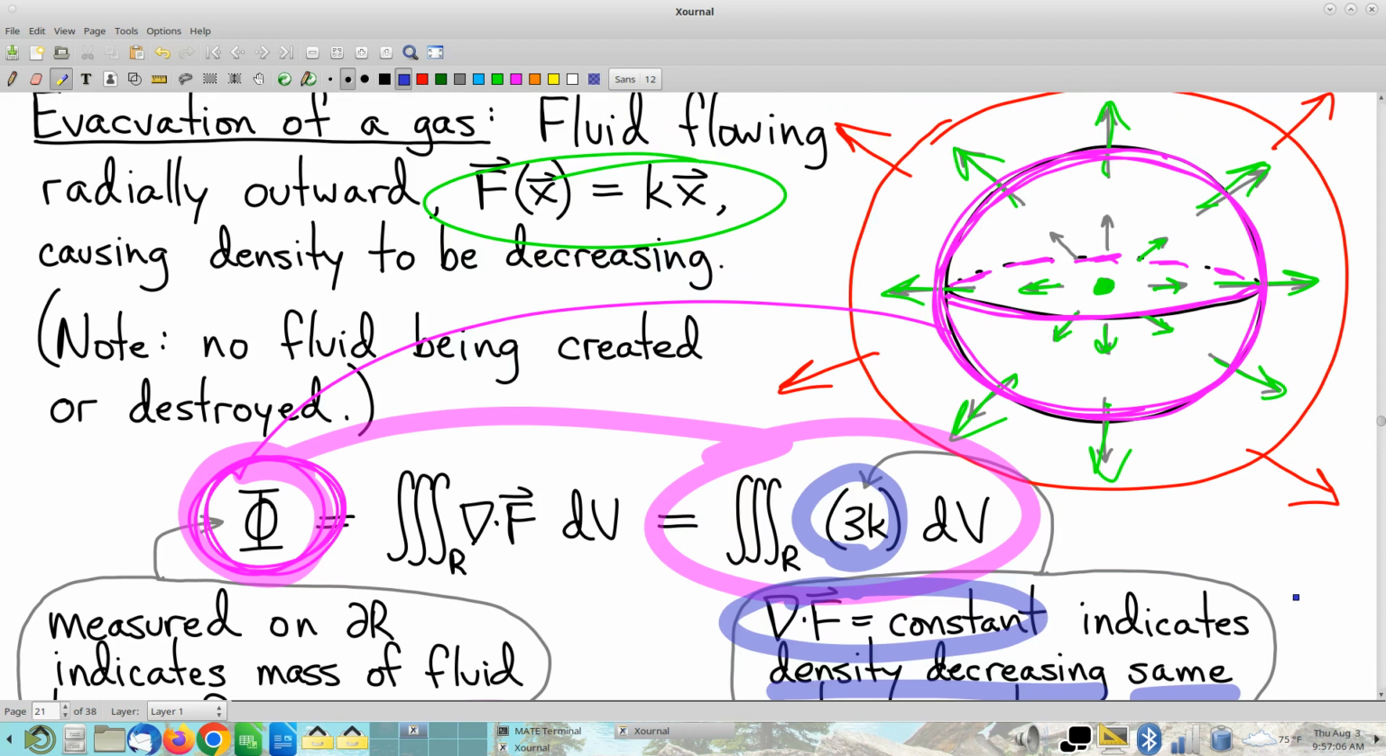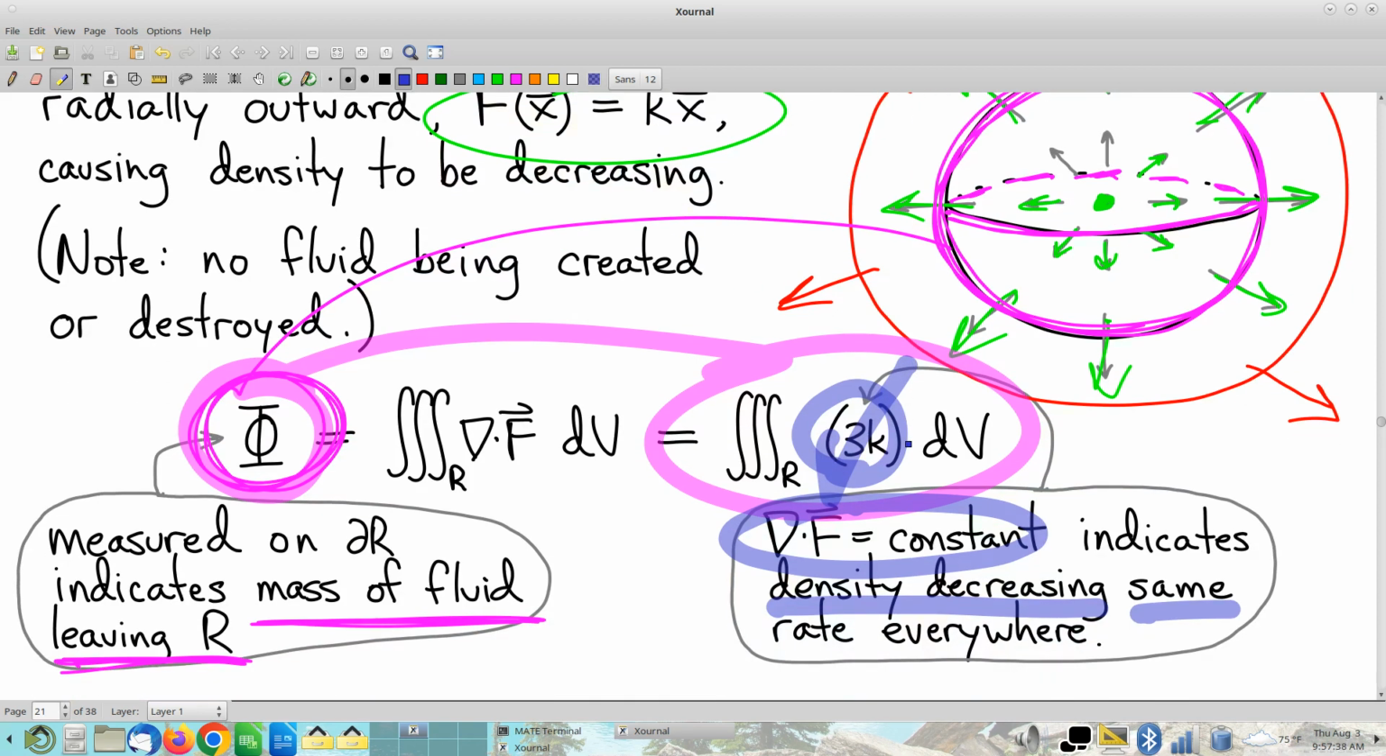Now, again, let's pause for a second and think, reminder, what's going on here? We've got this purple sphere, and we agree that there is flux of air going through that purple sphere. The total amount of air inside of the purple sphere is decreasing. Well, if the total is decreasing, that means that the average density is decreasing. What this is telling me is that locally, specifically locally, the density is decreasing at the same rate everywhere.